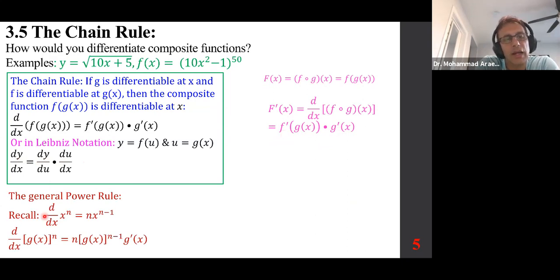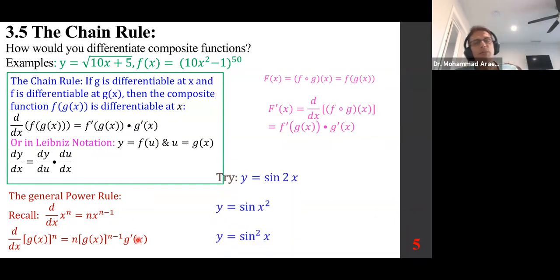This is the good old power rule. The derivative of x to the power of n is n x to the power of n minus 1. The general power rule, or the extended power rule, has a function of x instead of x, like g of x. In which case, the first part is the same, n sits in front. The second part, instead of x to the power of n minus 1, now we have g of x to the power of n minus 1. And then by the chain rule, we need the derivative of g of x, which is g prime.